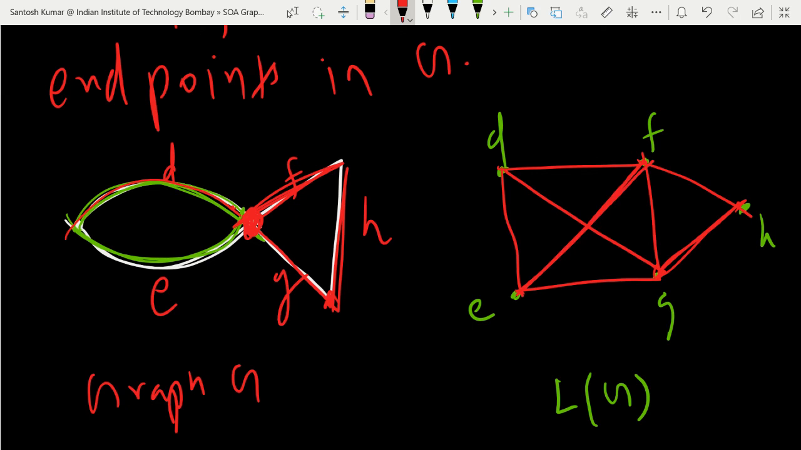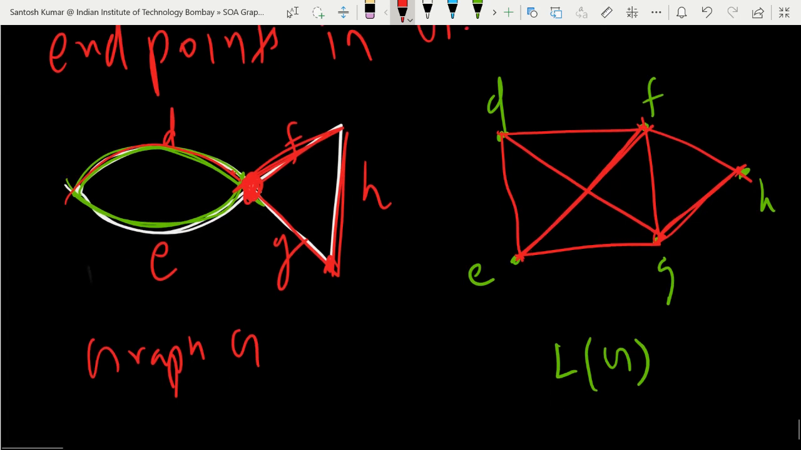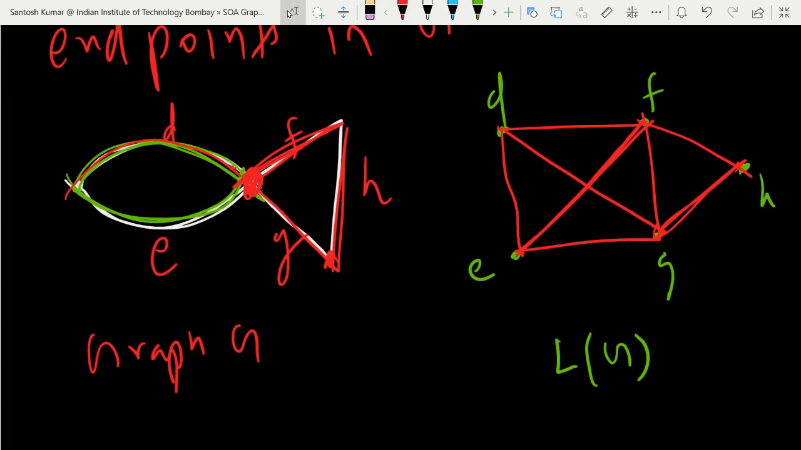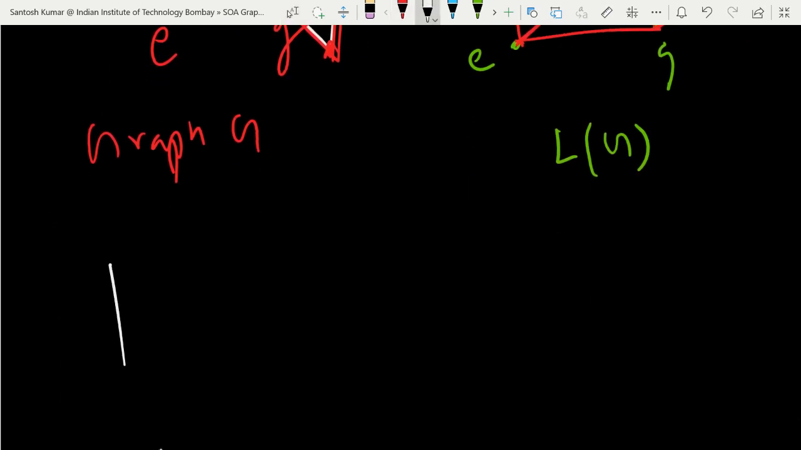So this is the line graph. In the line graph, what do you do? The edge you make a vertex. Then you see if two edges in G have a common vertex, or are sharing a vertex, and you make an edge in the line graph. Fine. If you have any doubt, you can ask. Suppose this is a graph G. What is the line graph of that? Please draw and tell me.